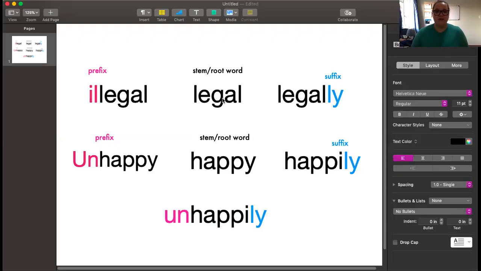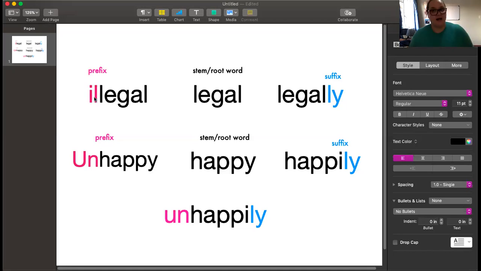So I'm going to share the screen with you now to some examples that I've made. Okay, so if you look here, we have the root or the stem word, which is legal. If we add IL to the beginning of the word, it becomes the prefix and it becomes illegal, which is still a word. However, if we break them up, legal will still be a word, which is the stem or root word. However, IL is not a word.